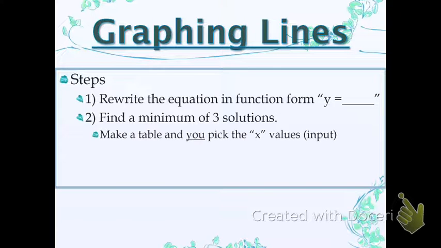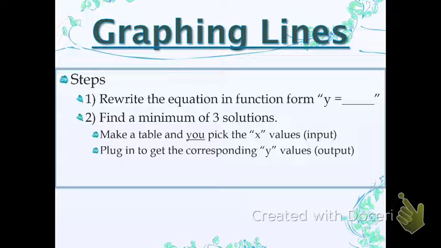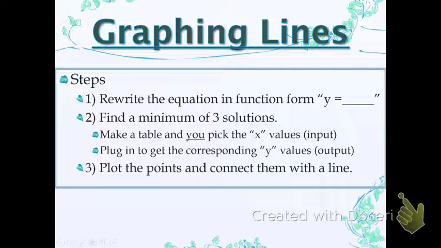It doesn't really matter what you pick. You can be strategic if you have fractions or decimals in the equation and you're trying to cancel those out. But really you can pick anything that you want for x, and then you calculate the y's, and those become the ordered pairs that are on your graph. You plot those ordered pairs and you connect them with a line.